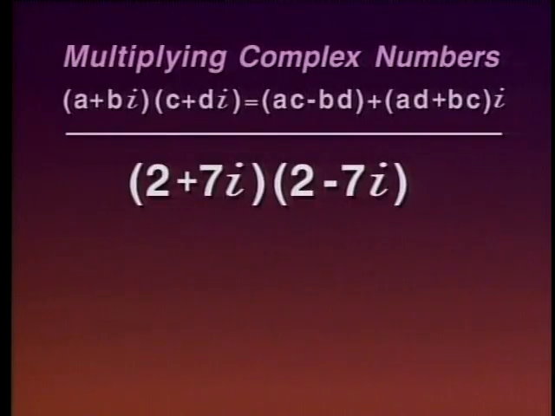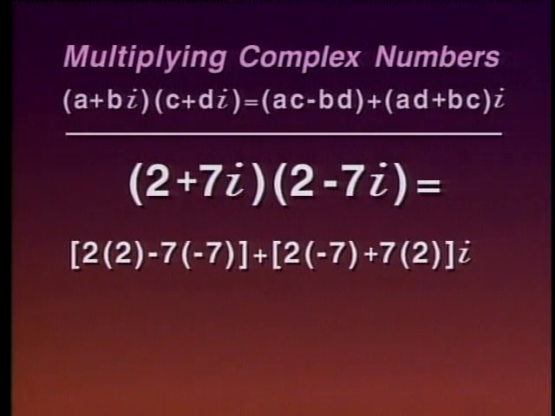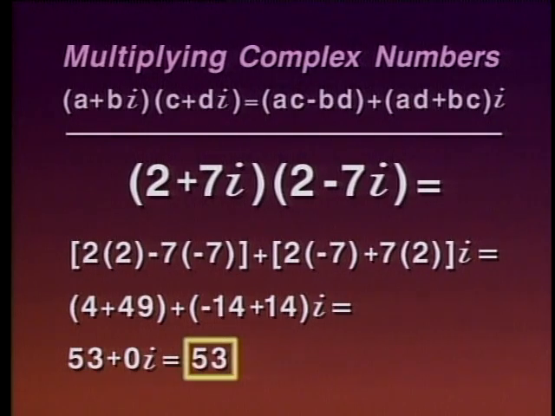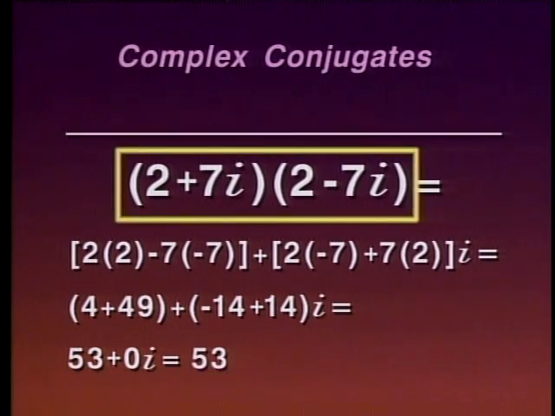Let's multiply another pair of complex numbers. This time, instead of the FOIL method, we'll use the standard definition form for multiplication. This example illustrates a shortcut we can apply when the two complex numbers we wish to multiply are identical except for the sign on the imaginary part. Such complex numbers are called complex conjugates.